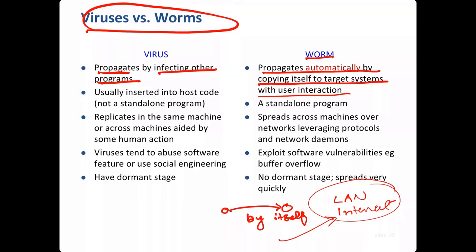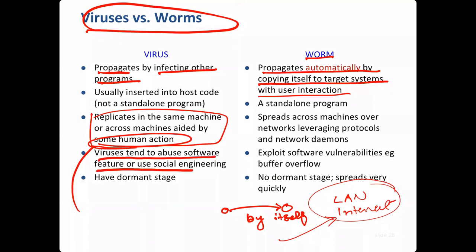So a virus replicates in the same machine or across machines aided by human action, because it requires a medium, it's parasitic, right? Viruses tend to abuse software features or use social engineering. Social engineering is a very common method of getting a virus program into the machine. Like you get an email attachment telling you that if you click on this, you will get $100, and you click on it and instead you get a virus program.